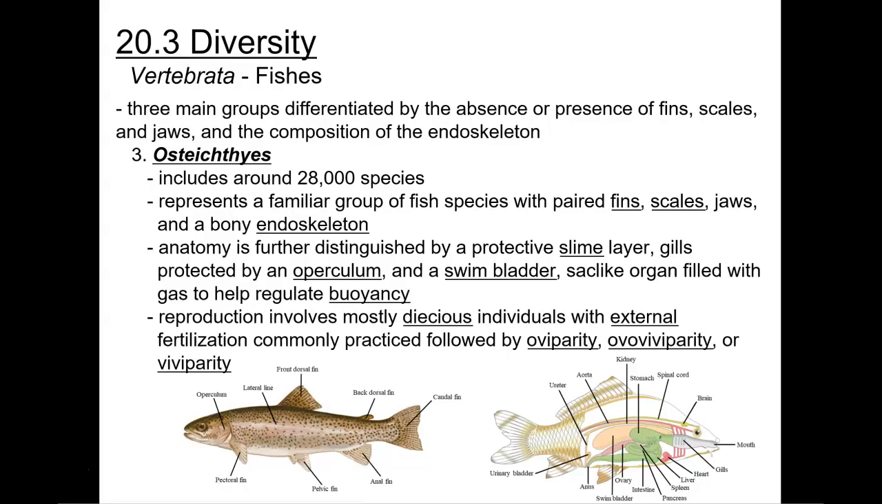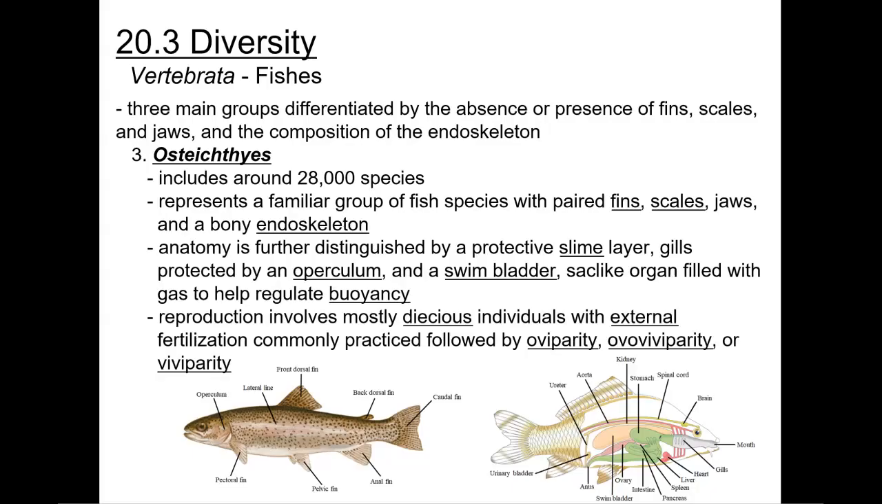The third group is the osteichthyes. These include around 28,000 species. They represent a familiar group of fish species that are paired with fins, scales, jaws, and a bony endoskeleton. Anatomy is further distinguished by a protective slime layer, gills protected by an operculum, and a swim bladder, a sac-like organ that is filled with gas to help regulate buoyancy. So that's important. You can see the swim bladder below.